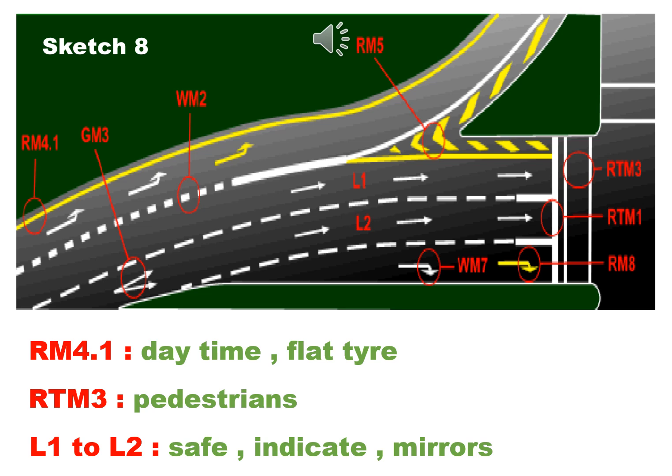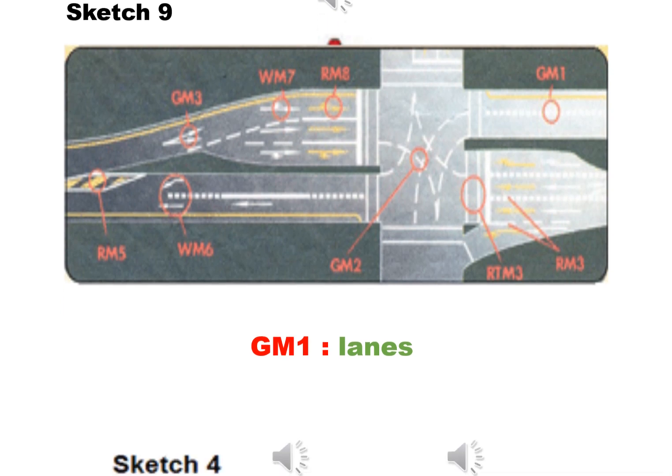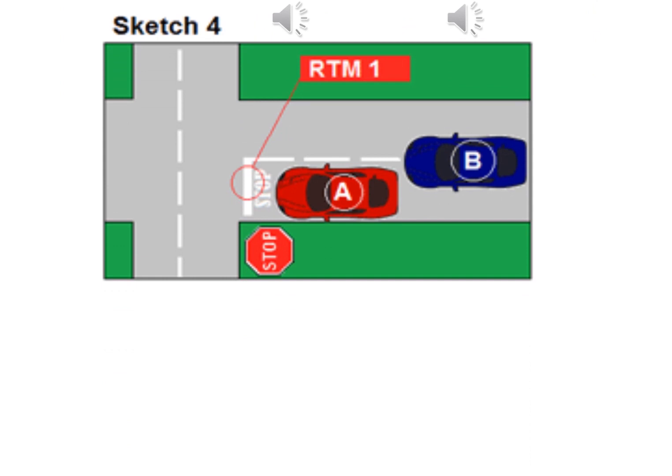If you want to change lanes from lane 1 to lane 2, you can only do it when it is safe to do so. You have to switch on your indicators in time to show that you are going to change lanes, and you have to use the mirrors of your vehicles. The correct answer will be all of the above. Sketch 9. Road marking GM1 shows the lanes for road users. Sketch 4. Road marking RTM1.